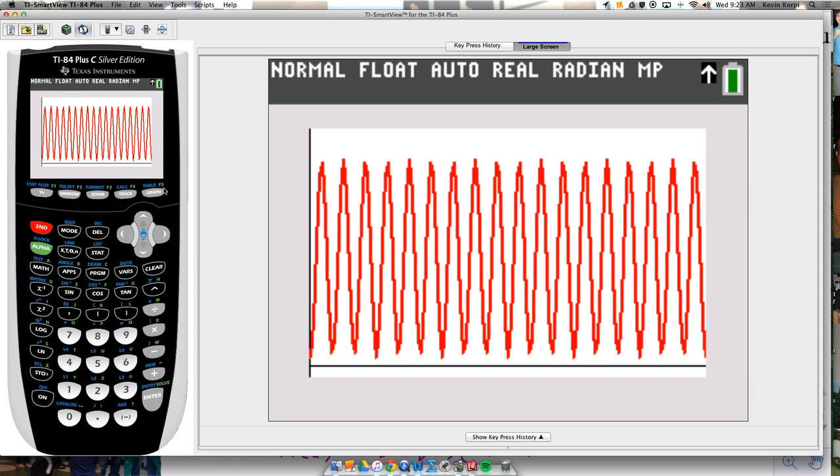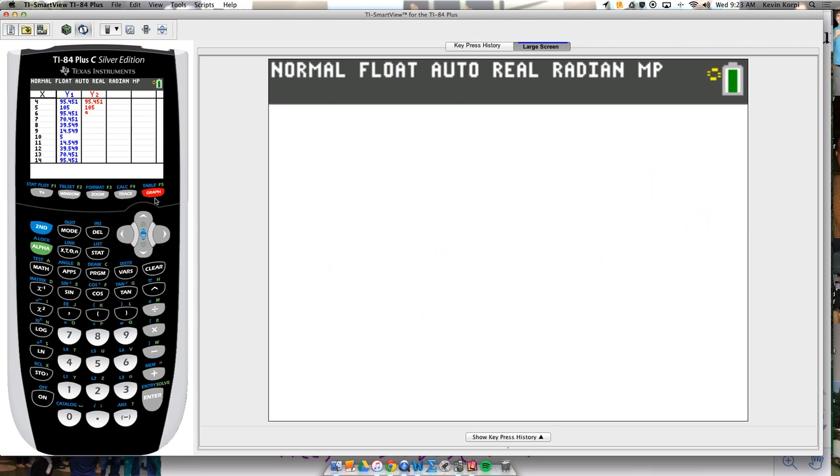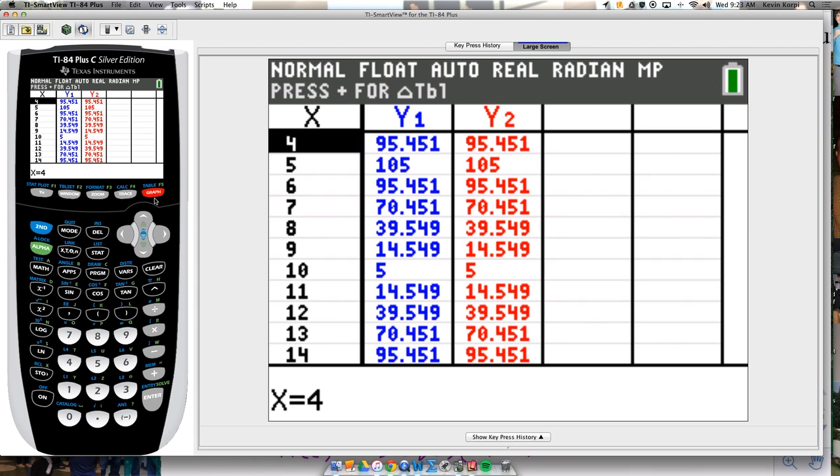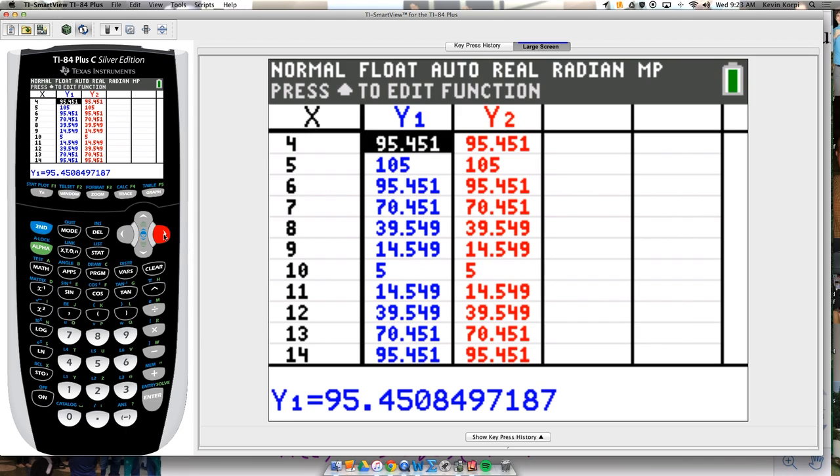If you go to the table of values, it's set up by default to generate random values. If you compare the columns, notice the y values for both of them appear to be the same. And if you scroll into the column and highlight one of the numbers, it gives you more of the decimals down below.